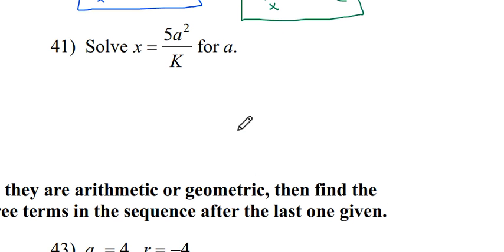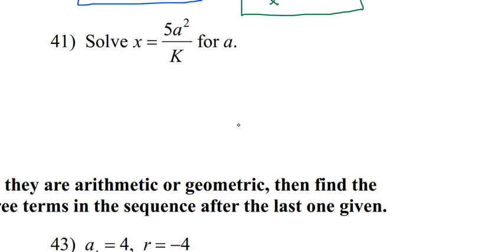The next one, we're supposed to solve for a. It's up here in the numerator. So first thing I'm going to do is get rid of that k in the denominator. So 5a squared is being divided by k. So I'm going to multiply it by k because that undoes the division. They are inverses. So I get x times k, because I have to multiply by k on both sides. Do unto one side what you do to the other. Then we're going to divide by 5.